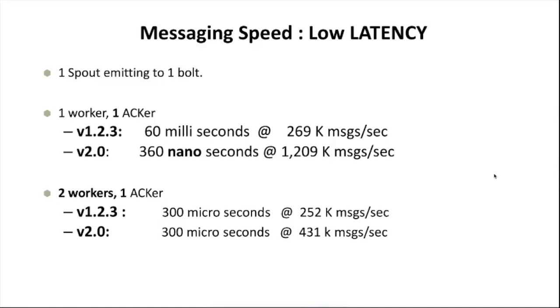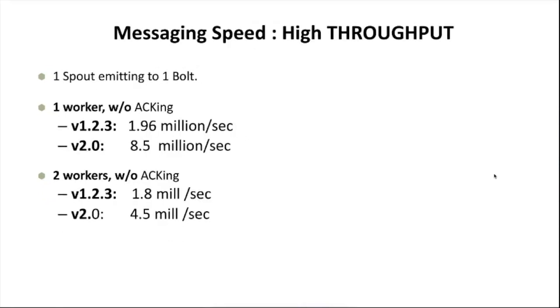Reliability-wise, these both are with ACKing enabled, like you can see here. So if you disable ACKers here, you'll see much better numbers. You can kind of see here, actually, right? Here, without ACKing, you can see the numbers have gone up. I'm not sure if I addressed your reliability question. There's with and without reliability, you have both numbers there.